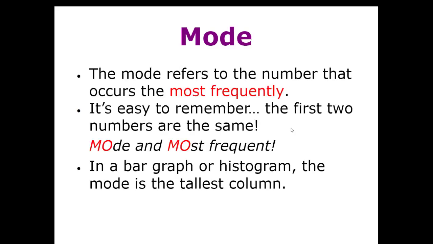The mode is the number that appears most frequently within the data set. It's really easy to remember because mode is most frequent, so they have that same sound. If you're looking at data visually, like a bar graph or histogram, you can tell where the mode resides because it's the tallest column.